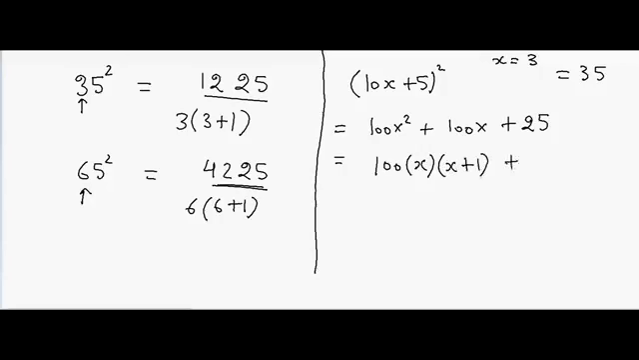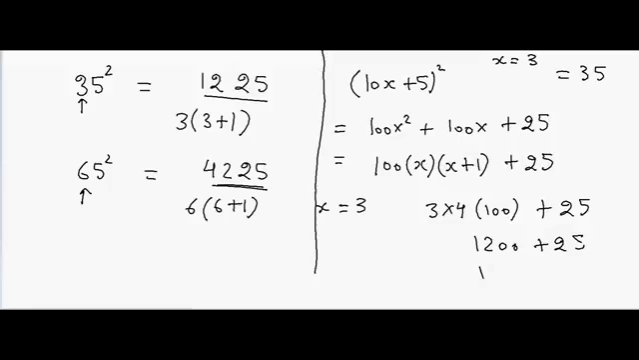If we solve this, that will be equal to 100 into x into x plus 1, plus 25. As you can see, we are taking the first digit, multiplying it by the number one more than it, multiplying by 100 and then adding 25. So if x is equal to 3, we get 3 into 4 into 100 plus 25, which gives 1200 plus 25, so we get 1225. This is how the trick works.